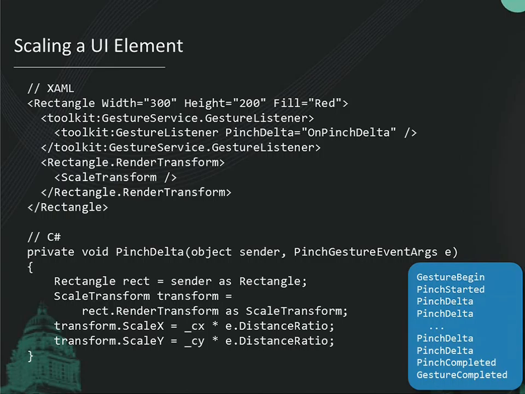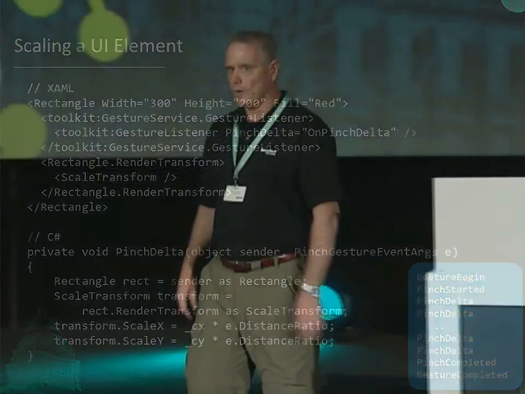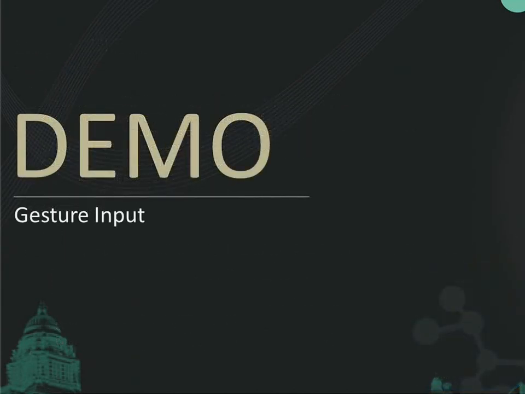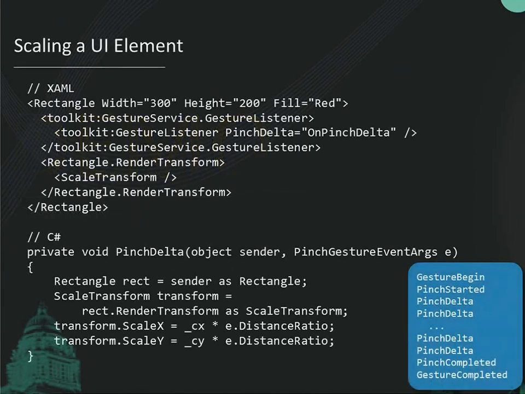Also, if you wanted to do pinch zooms using Gesture Listener, well, guess what? There is a pinch delta event that fires each time two fingers in contact with the screen move farther apart or closer together. Doing pinch zooms in that application I just showed you was really no more difficult than doing what I'm showing you right here. And as far as supporting rotations, even though I haven't shown it here, notice that when a pinch delta event is fired, you're provided with a reference to a pinch gesture event args. Actually, I'm using the distance ratio property of that event args to scale something up or down.